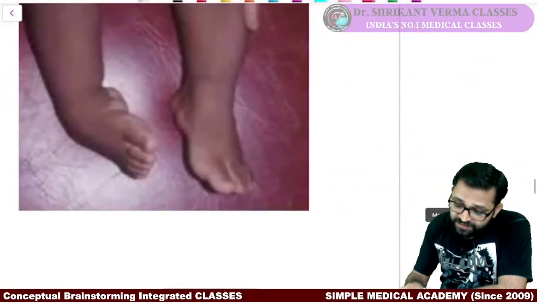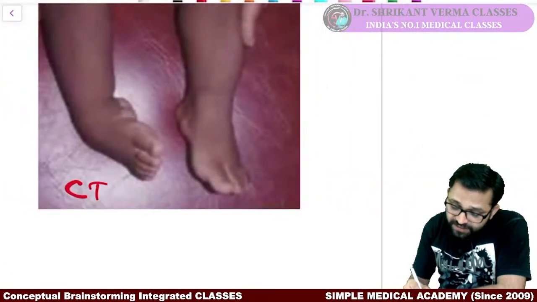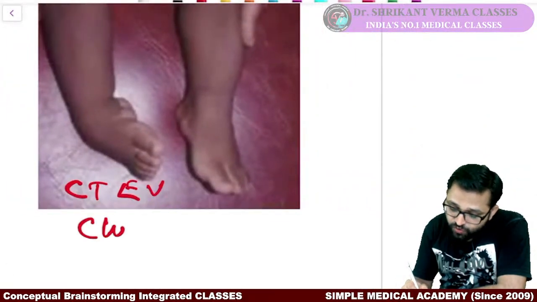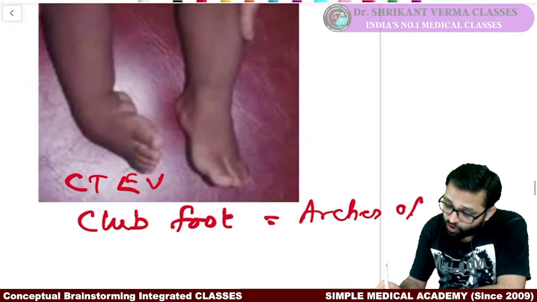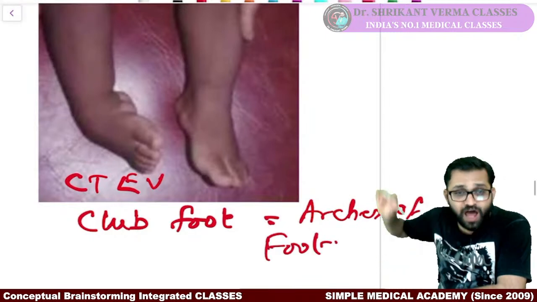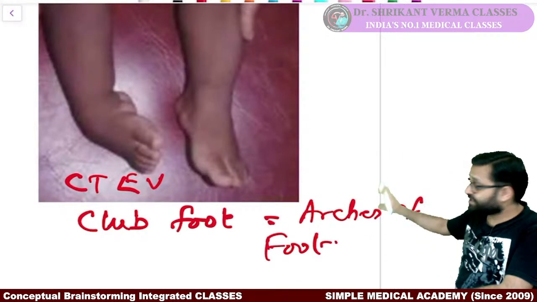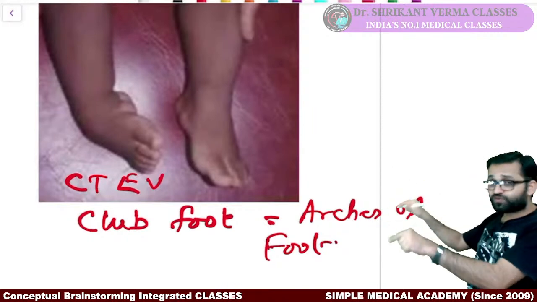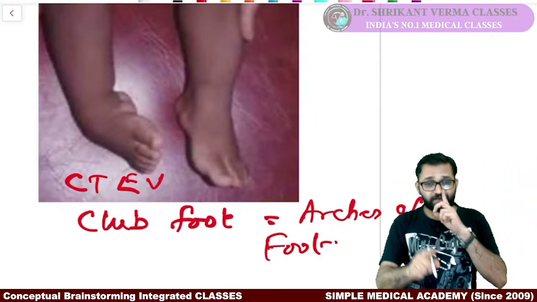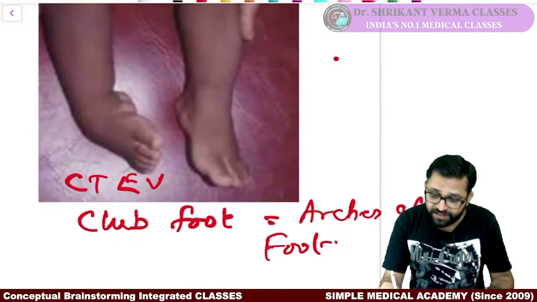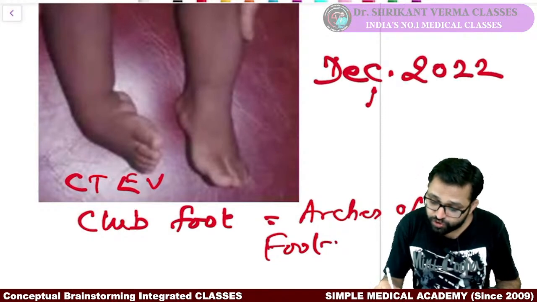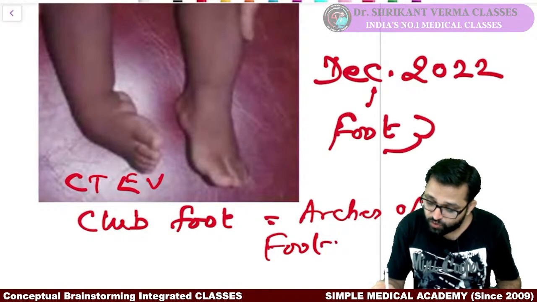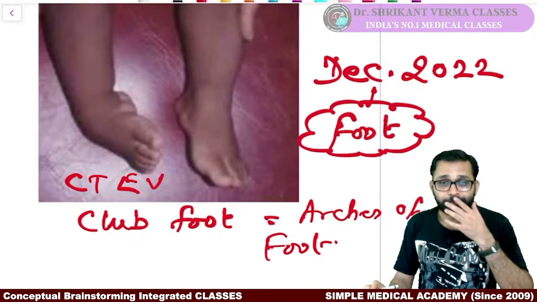You can see this is CTEV, also known as club foot. It is directly based on our topic of the arches of the foot. Last year, 2021, the question was the identification of the bone; this time the question came from the arches of the foot. So definitely get ready for December 2022, a question from the foot is going to be asked.